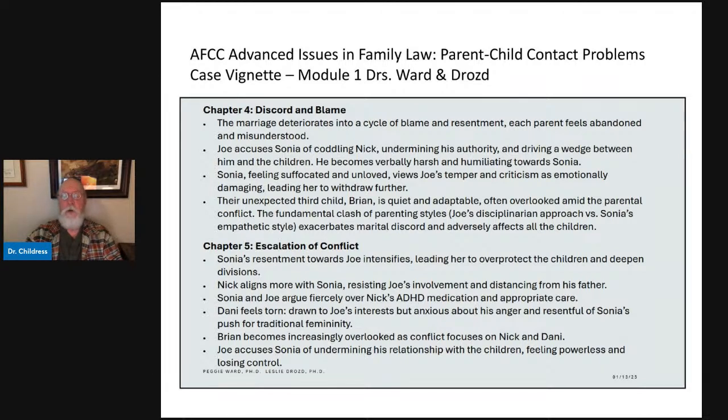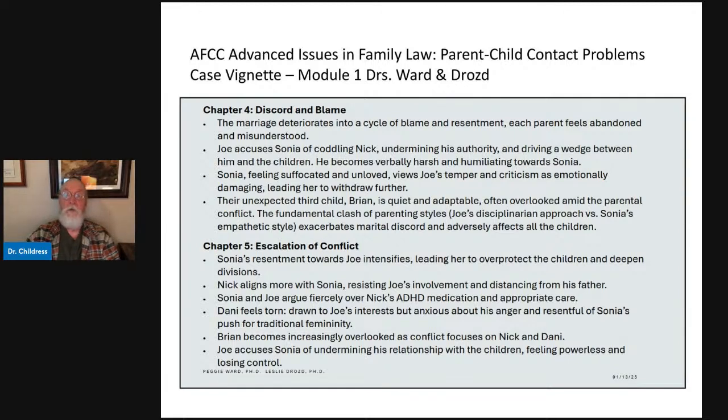The marriage deteriorates into a cycle of blame and resentment. Each parent feels abandoned and misunderstood. Joe accuses Sonia of coddling Nick, undermining his authority, and driving a wedge between him and the children. He becomes verbally harsh and humiliating towards Sonia. Sonia, feeling suffocated and unloved, views Joe's temper and criticism as emotionally damaging, leading her to withdraw further.